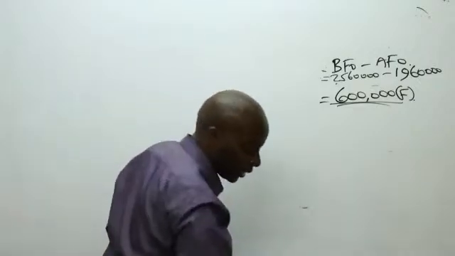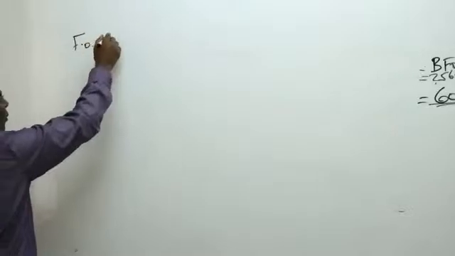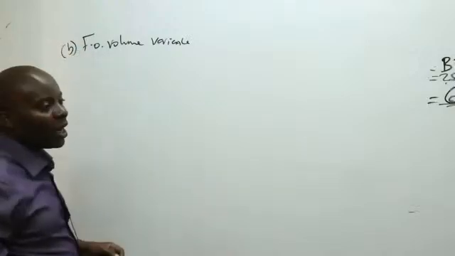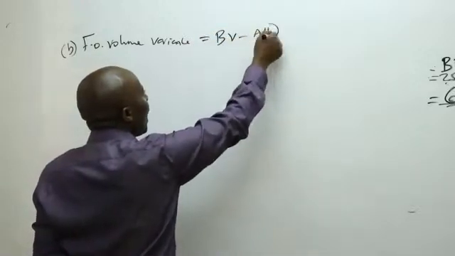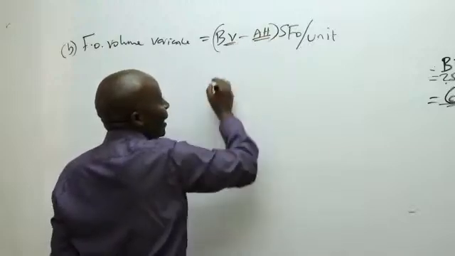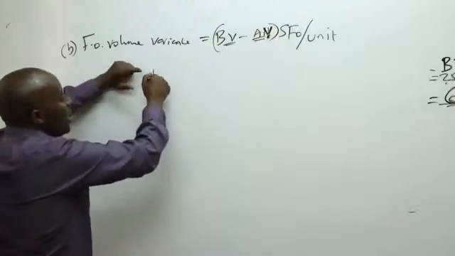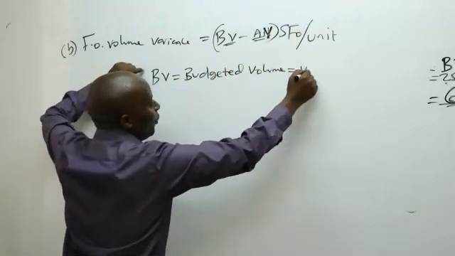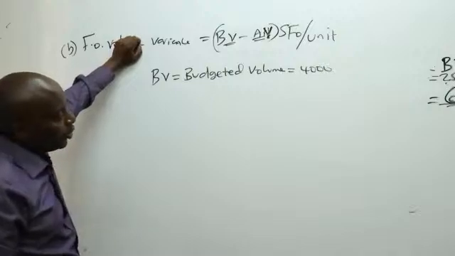From there we can go to the next item, the fixed overhead volume variance. This is B. The volume variance is the difference between two volumes. We have our budgeted volume minus our actual volume, multiplied by the standard fixed overheads for a whole unit, because these are units. BV stands for budgeted volume or output. The budgeted volume you gave me is 4,000.